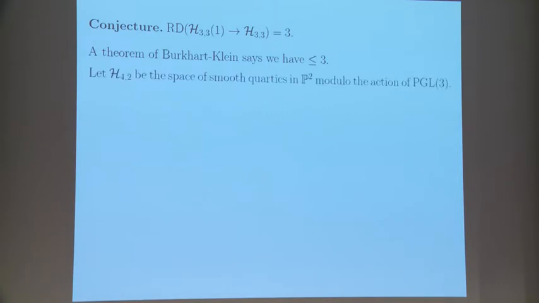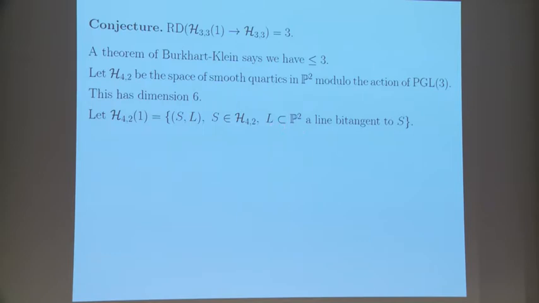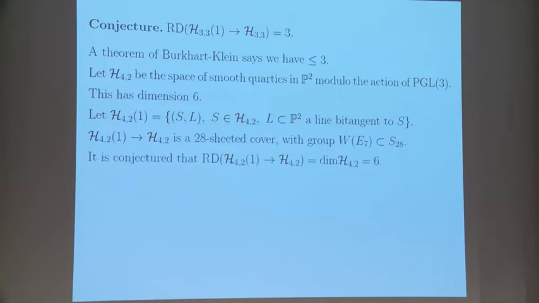And then there's another famous classical example where you have smooth quartics in P2, modulo the action of PGL3. This has dimension 6. And then for each such quartic, you can consider lines in P2 which are tangent to the quartic at two points, so-called bitangents. Okay? There are 28 such lines, so this is a 28-sheeted cover, and the group of the normal closure is the Weyl group of E7 living inside S28. And it's conjectured that the resolvent degree here is 6.